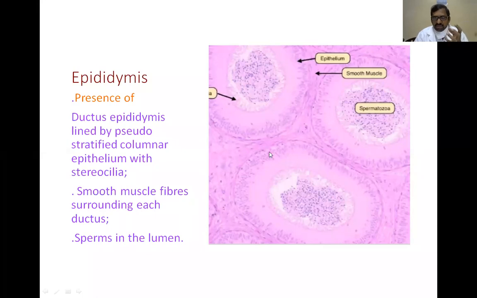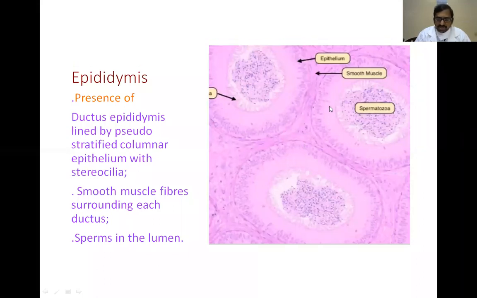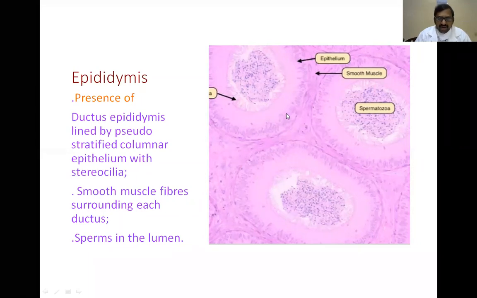During ejaculation, it must contract, and it must push the semen along with the spermatozoa into the prostatic part of the urethra. To perform this function, it is lined by smooth muscle. This is the structure of the epididymis.